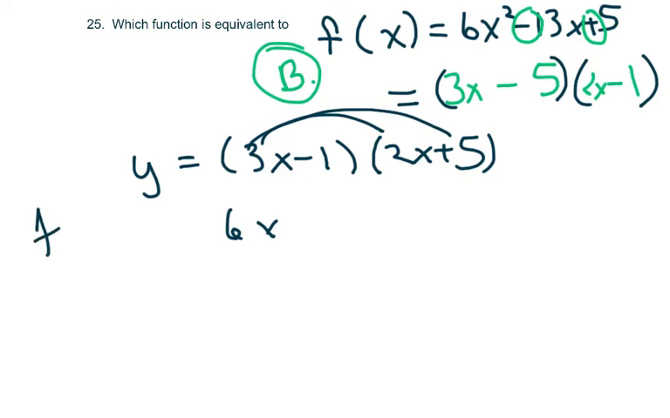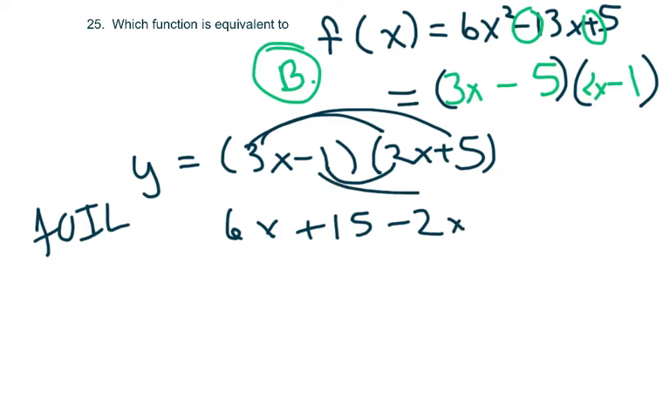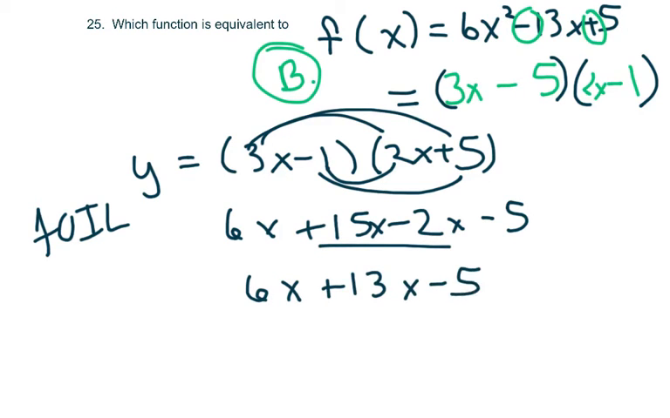Outer, so we're using FOIL. Outer would be 15x. Inner would be negative 2x. And last would be negative 5. So when I check this, I notice that doesn't give me my answer because this sign is wrong. So if you're not feeling comfortable with factoring, on a question like this, you can just FOIL them all out or use the box method or whatever method you're used to get back to the answer.